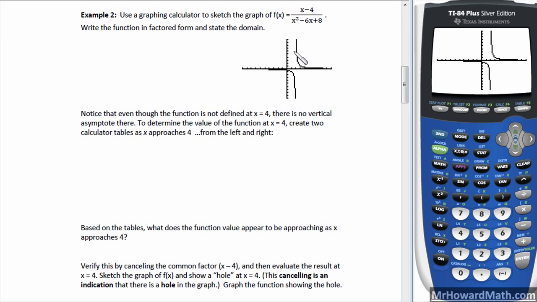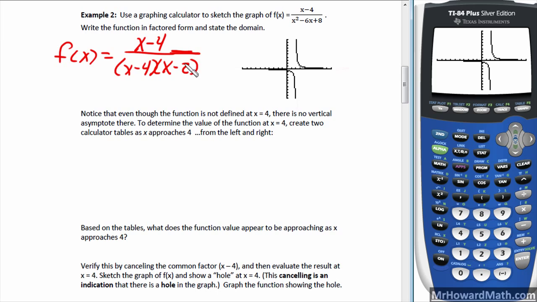So looking at this graph, we can tell that we have a vertical asymptote right in this area, and then we have a horizontal asymptote right here in this area. Alright, so it says write it in factored form. So that would be f of x equals x minus 4 already is a factor over x squared minus 6x plus 8. So we would want to multiply to 8 and add to negative 6. So that would be x minus 4 as a factor, x minus 2 as a factor. So there it is in fully factored form.